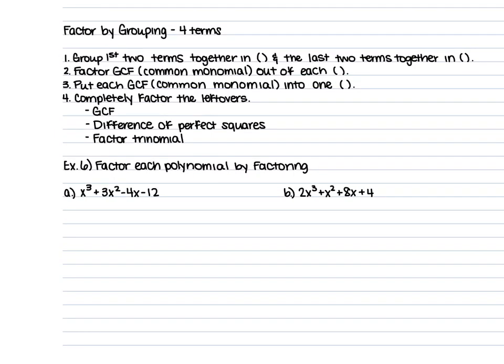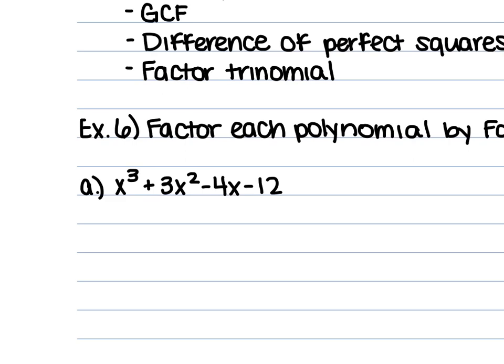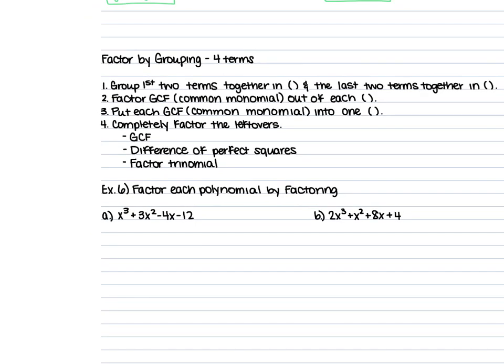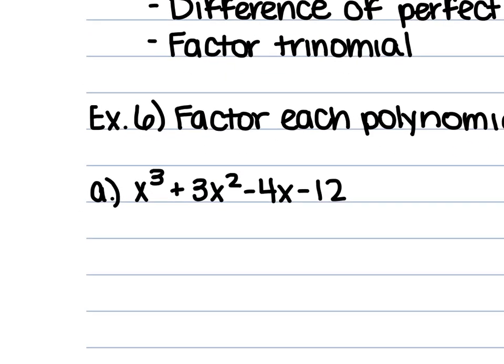Sometimes we're going to be factoring by grouping as well. When we do this, we start with 4 terms. Remember, if you can divide every single term by a common factor, you can do that first. If we look at example 6a, we're factoring each polynomial by grouping. So we have for a, x cubed plus 3x squared minus 4x minus 12.